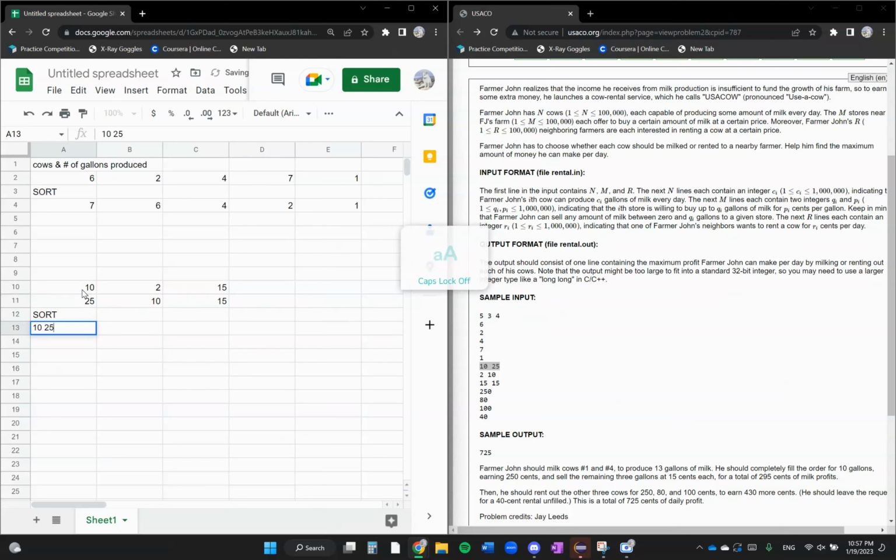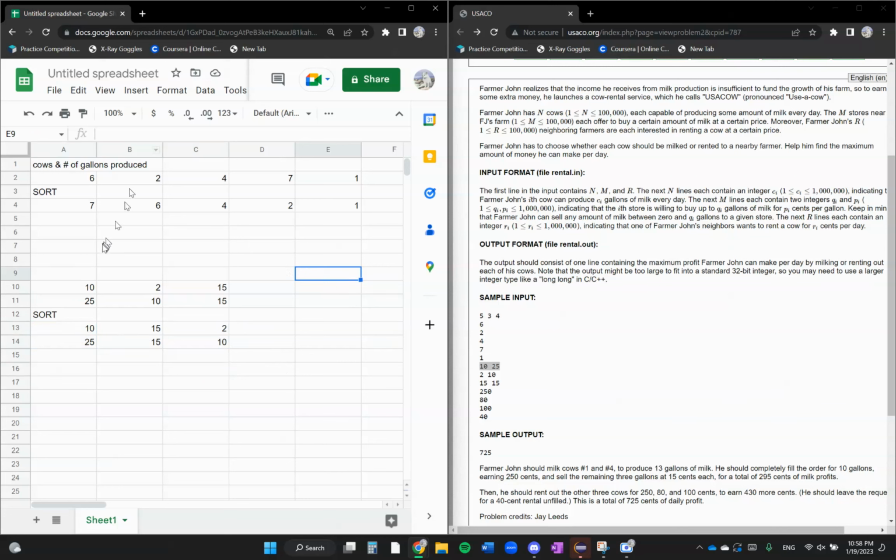So it's 10. We have to sort it by the amount of money paid because we want to make the most amount of money possible, not sell the most milk. So 15, 15, since that's 15 cents each, and this is only 10 cents each. So Farmer John probably doesn't want to sell to the store unless it's better than selling a cow. And it's more preferable to sell to the store because this store pays a lot more than this store.